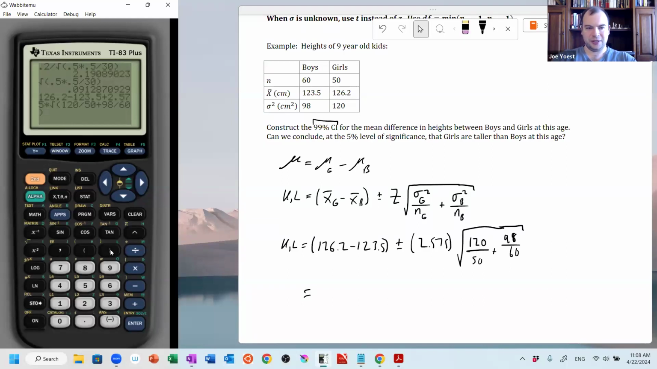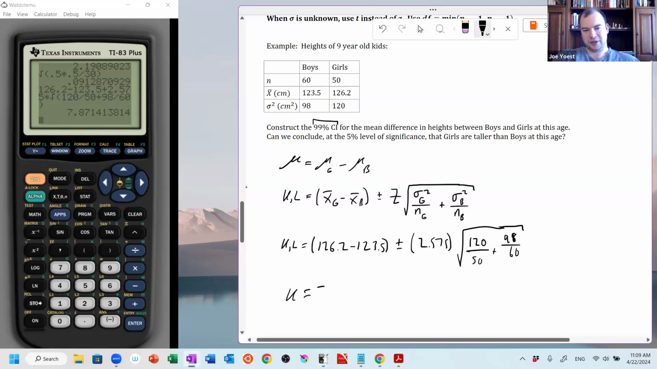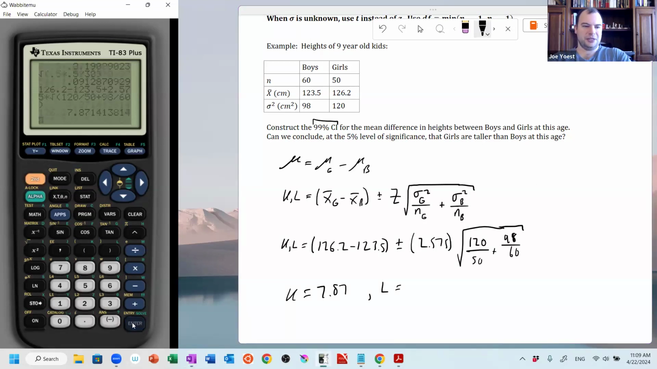But let me just check everything. Looks good. So this is the plus side. The upper bound is about 7.87. And the lower bound, I switch to a minus. I just do second enter. And then my 126.2 minus 123.5 stays a minus. That's the difference between the two sample means, but then I need to subtract Z standard errors. So I need this plus to switch signs in front of the 2.575. And this gives me negative 2.47.